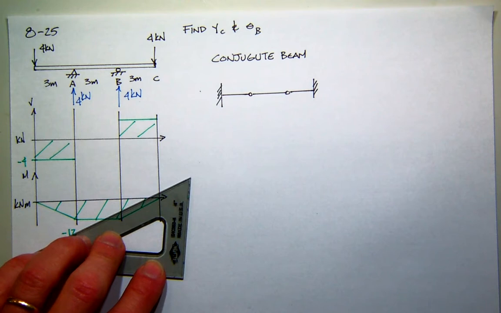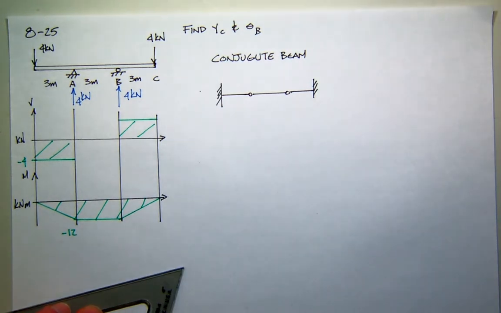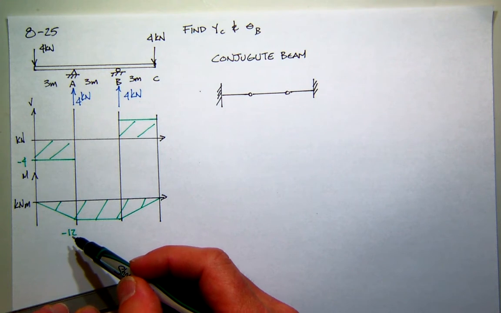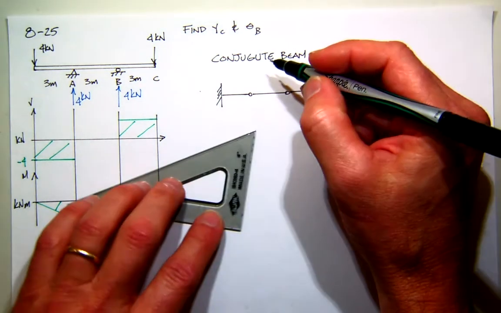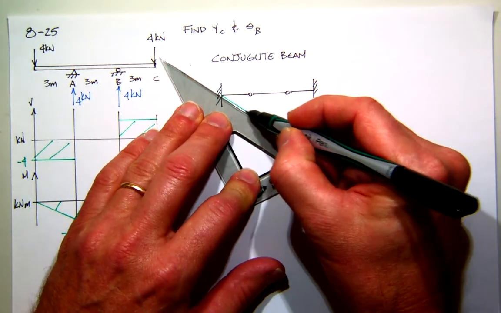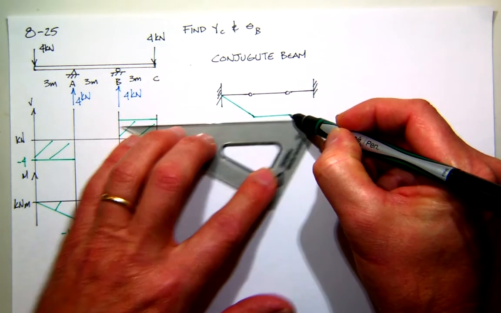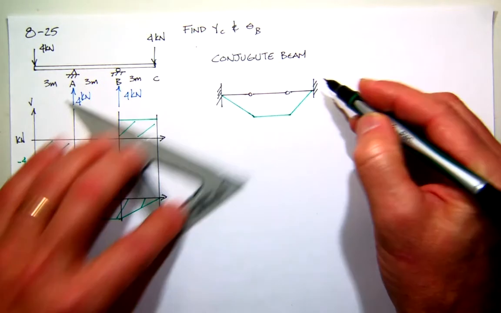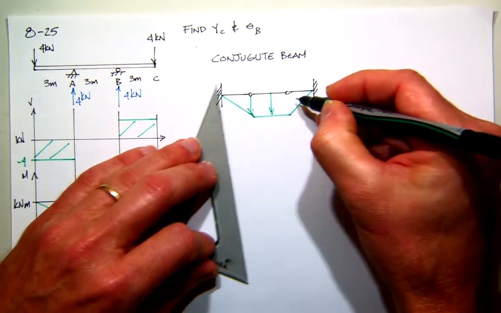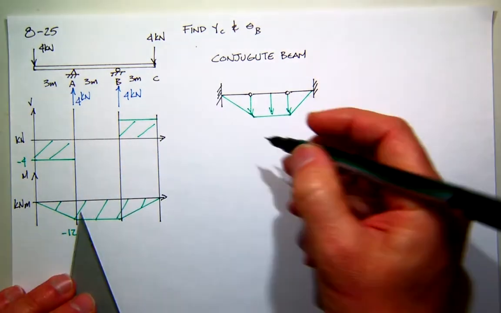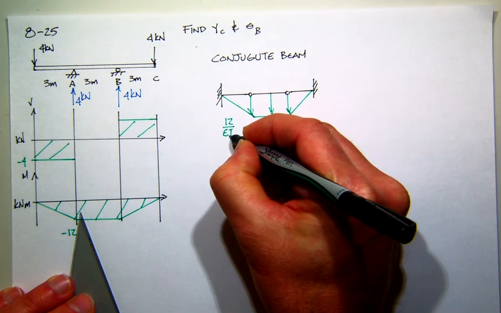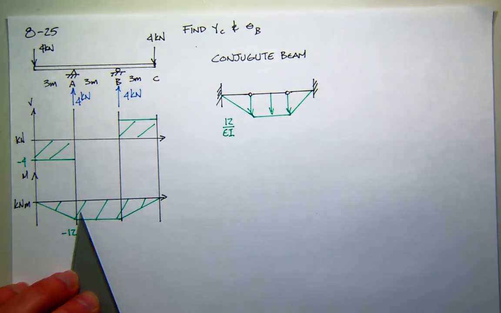And now we're going to apply to that the moment diagram as load. So this is negative moment everywhere, so that means it becomes a negative load, and negative load is down. So it'll have the same shape. In fact, if you wanted to, you could just transfer the moment diagram the way it looks right to the conjugate beam. And just remember that the load is down. And now that load will be 12 over EI. Now what does the problem ask?